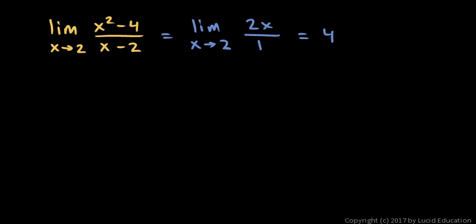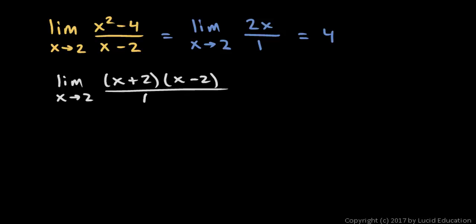So really simple example, but it's just worth noting that this is an example that could be solved without L'Hopital's rule. And you remember how we do this. If we can't substitute this x value in and get an answer, we can try to simplify this expression. And so this would be the limit as x approaches 2. And this simplifies because x squared minus 4 is the difference of two squares, so we can factor the numerator as x plus 2 times x minus 2, and then the denominator is x minus 2.